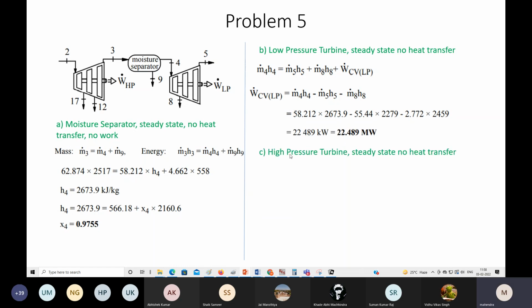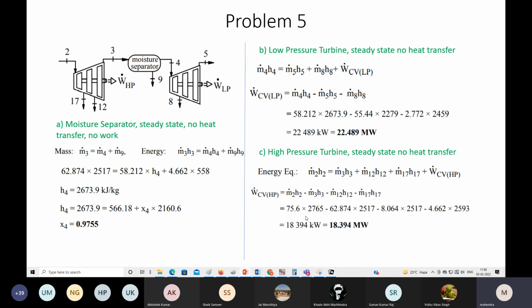In the similar fashion we are calculating the high pressure turbine. What is happening over here? This is the mass at 2 multiplied by its enthalpy, equal to mass multiplied by enthalpy at 17, mass multiplied by enthalpy at 12, mass multiplied by enthalpy at 3, plus the work output of the high pressure turbine. This is your energy equation. All these enthalpy details are given in the table of the problem itself. So from that we are calculating our work output.